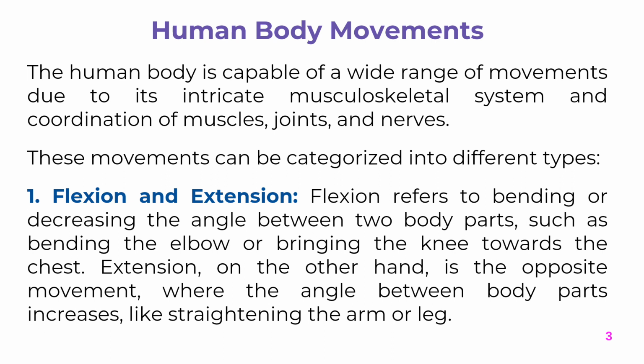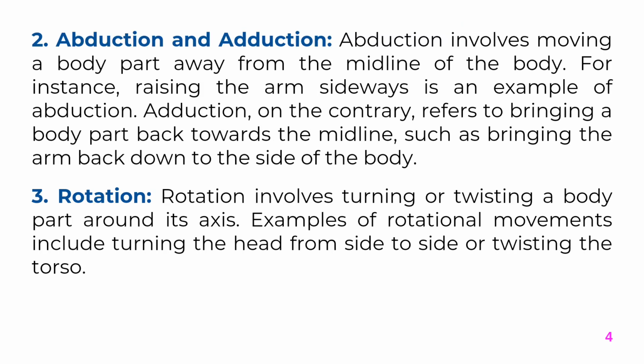1. Flexion and extension. Flexion refers to bending or decreasing the angle between two body parts, such as bending the elbow or bringing the knee towards the chest. Extension, on the other hand, is the opposite movement, where the angle between body parts increases, like straightening the arm or leg.